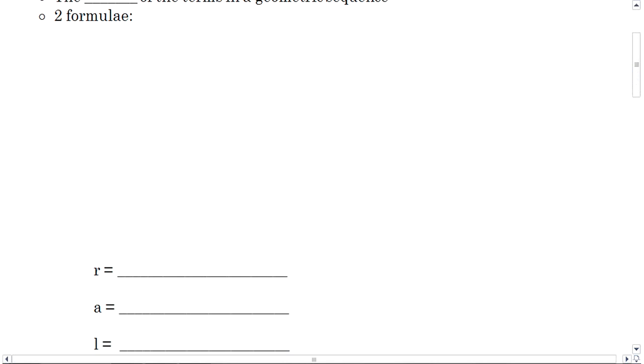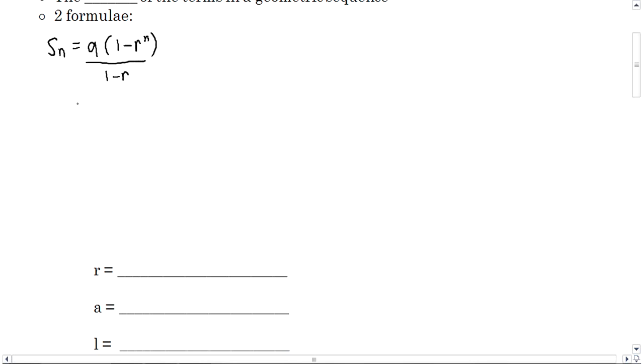Now there are two formulas, and I'm just going to give it to you here. The first one goes like this: Sn equals a times bracket 1 minus r to the power of n bracket over 1 minus r.